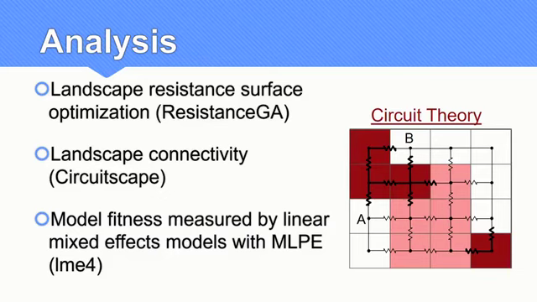And lastly, model fitness, or the fit of our genetic distance data to the landscape distance data, was measured using linear mixed effects models with a maximum likelihood population effect. And this is preferred over the traditional Mantel test because it accounts for non-independence among pairwise data.